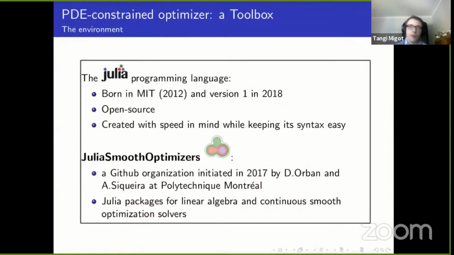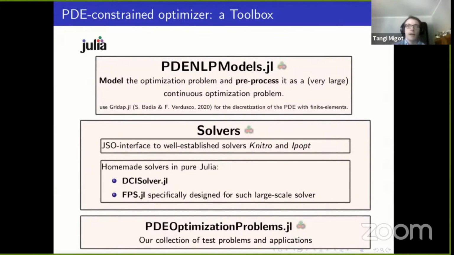Building a practical code requires cutting-edge technology, and we chose Julia, an open-source programming language designed for high performance. And I'm contributing here to the JuliaSmoothOptimizers, a GitHub organization of Julia packages for linear algebra and continuous optimization solvers, initiated by Dominique Orban and Abel Siqueira here at Montréal in Polytechnique. And in this framework, I developed a toolbox of packages for our problem.